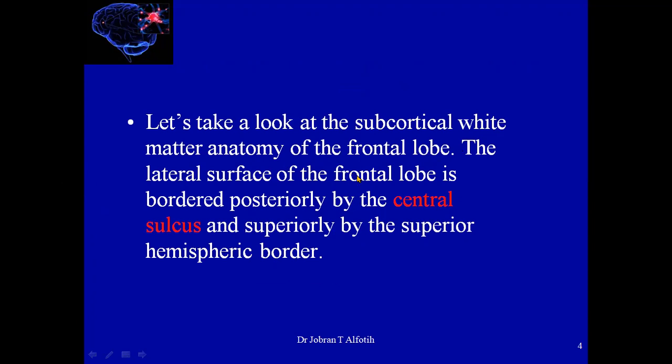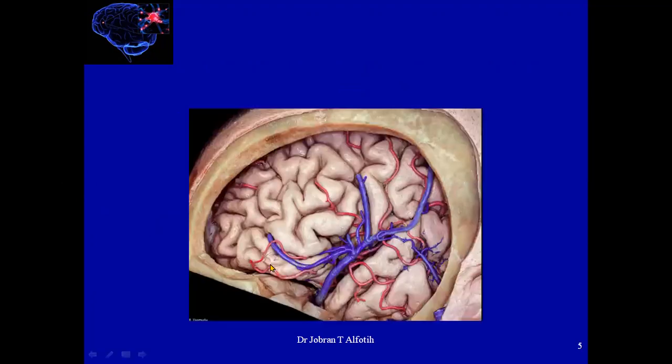The lateral surface of the frontal lobe is bordered posteriorly by the central sulcus and superiorly by the superior hemispheric border. As we see in this picture, we have the frontal lobe here, the temporal lobe here, and the parietal lobe. The frontal lobe is bordered posteriorly by a very unique sulcus called the central sulcus, and is bordered inferiorly by the Sylvian fissure, which separates it from the temporal lobe.